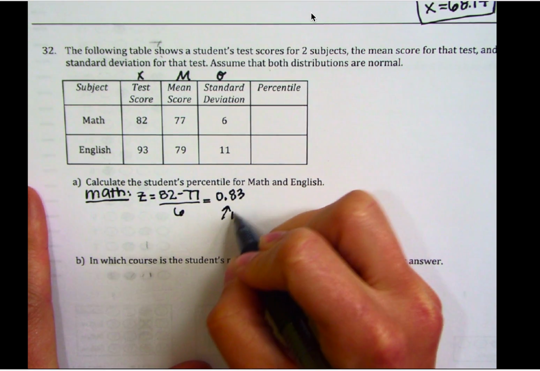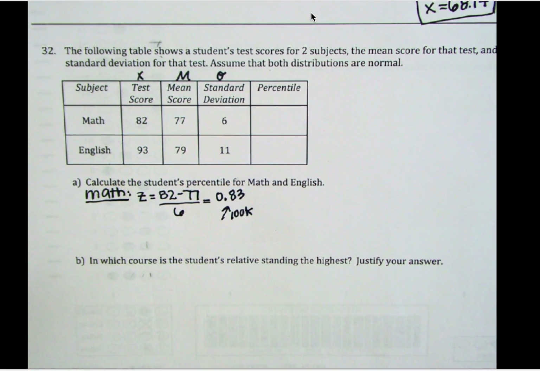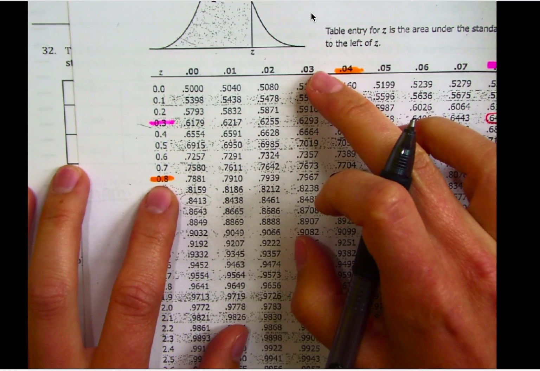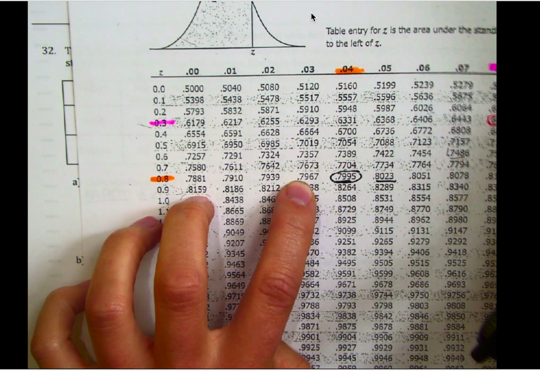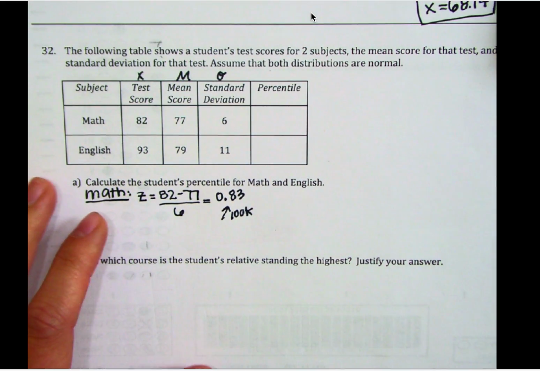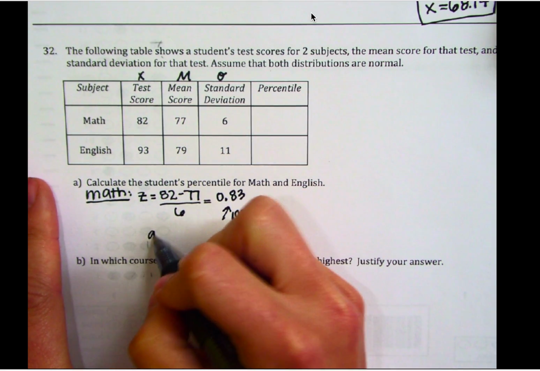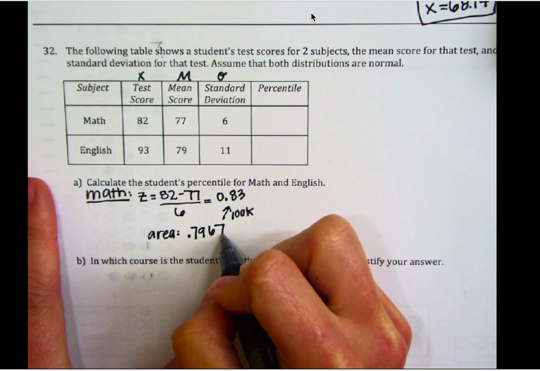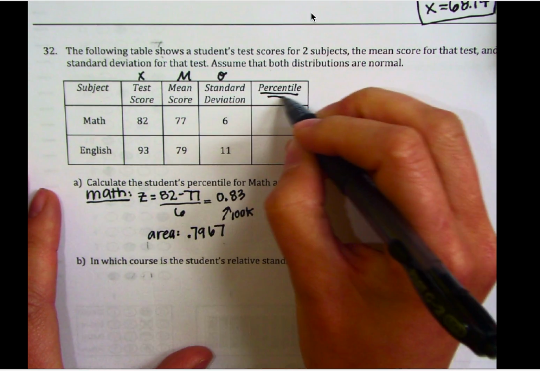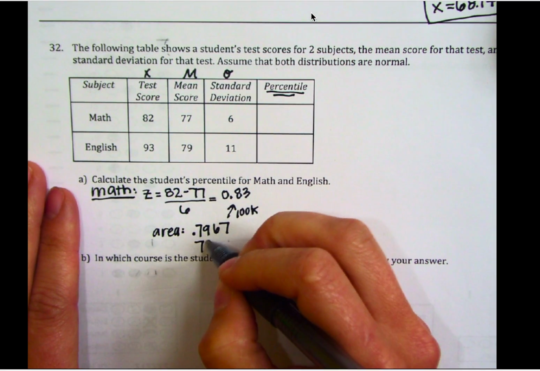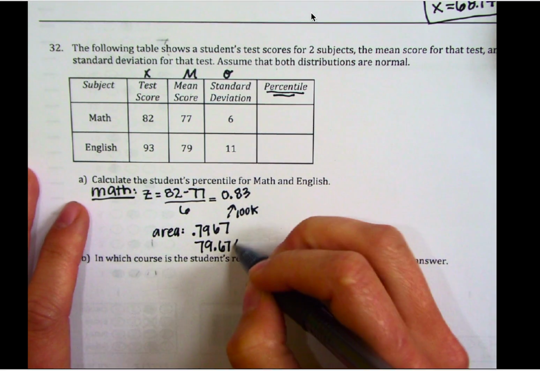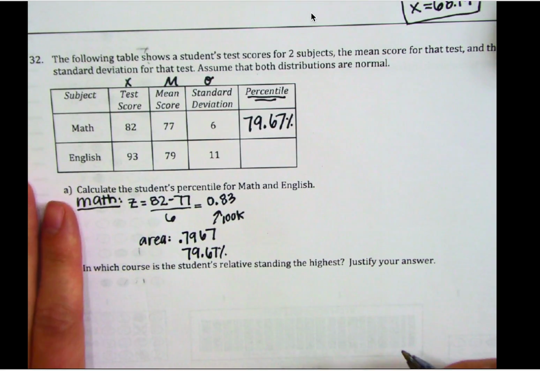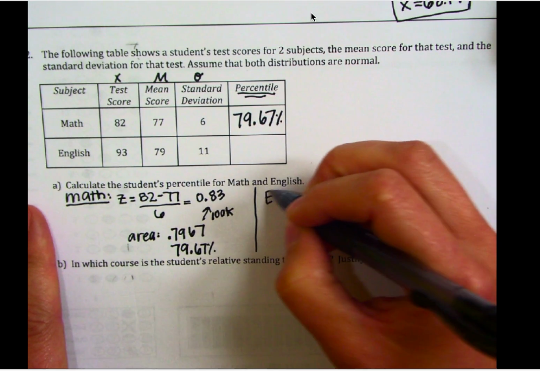So I'm going to look up 0.83 in my table. So my z-score of 0.83 gives me 0.7967. So my area from my table is 0.7967. But they do want percentage, so this person has 79.67 for that score. Okay, now we're going to move on to English.